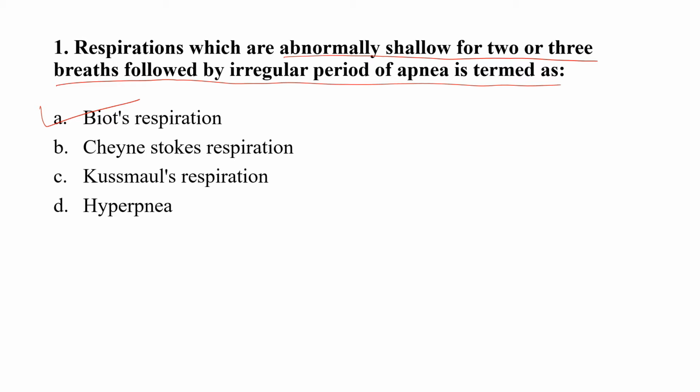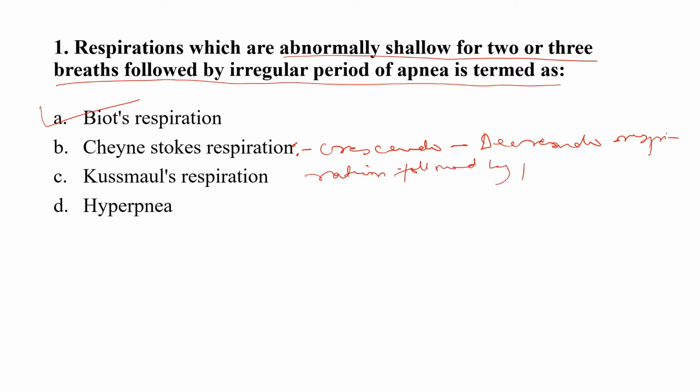apnea. And Cheyne-Stokes respiration is a pattern of crescendo and decrescendo respiration followed by a period of apnea. And if we draw the graph it will be like this.